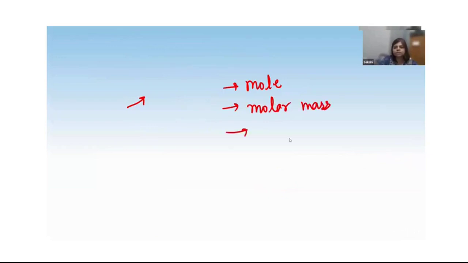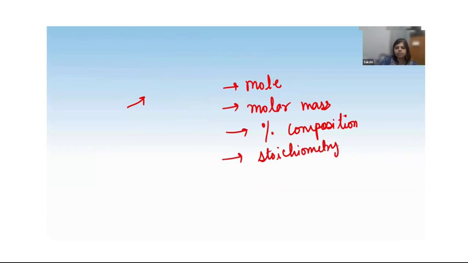Okay. So this is the end of our class. I hope you understood. Let us summarize. We studied about mole, what is 1 mole, right? And then we understood what is molar mass, right? And then we talked about the percentage composition, right? And then we started with stoichiometry, and then we learned a little bit about the limiting reagent, right?